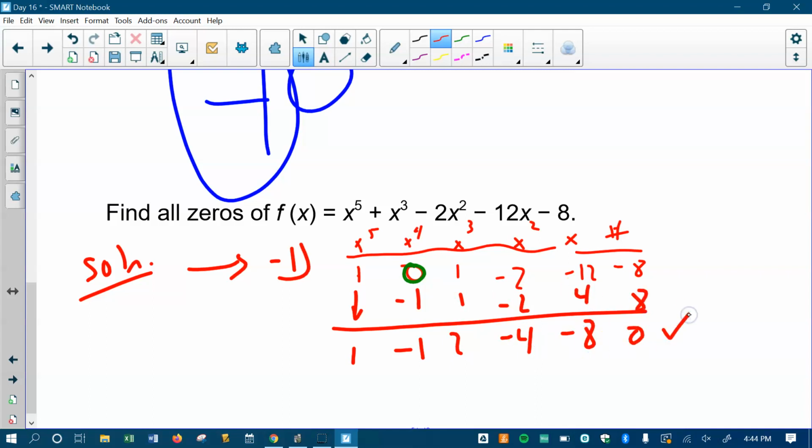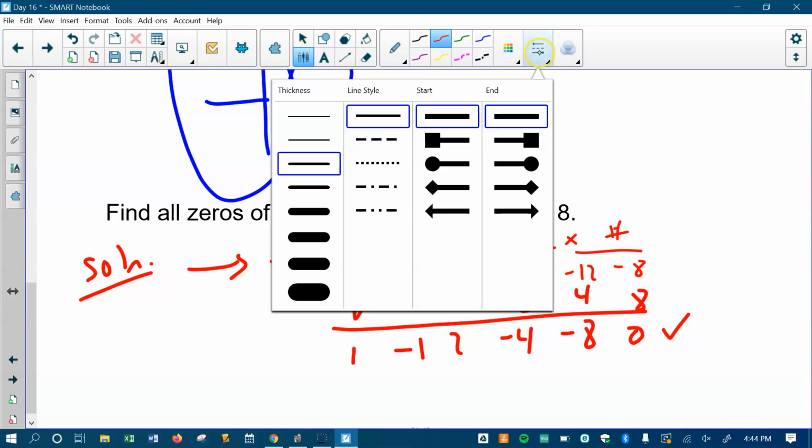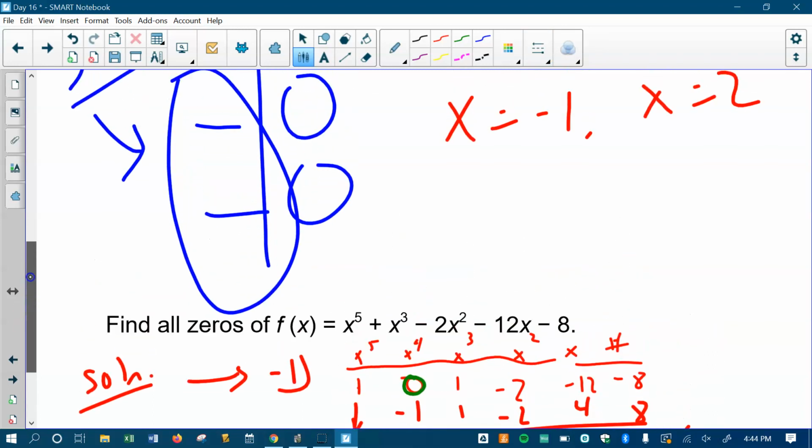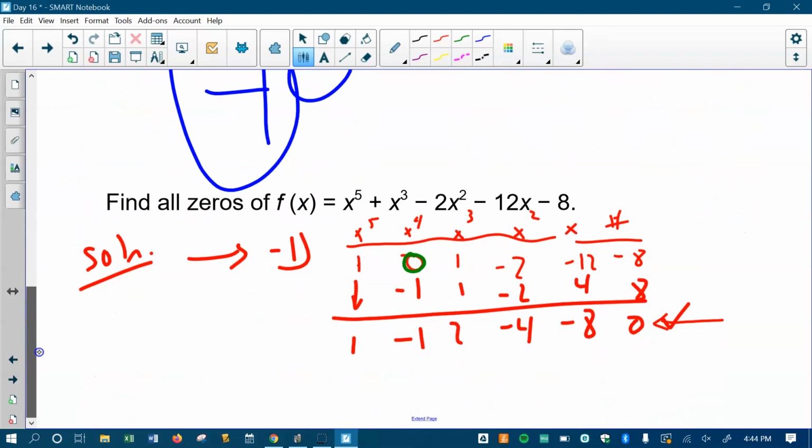Eight, zero. Perfect. I want a 0. Why do I want a 0? Because the table told me that I should get a 0. Let's put that in. What color was that? Purple? No, red. Okay. From table. They told me I was supposed to get a y value of 0, or a remainder of 0, and I did. Okay, next.